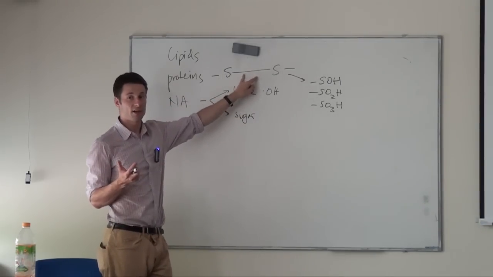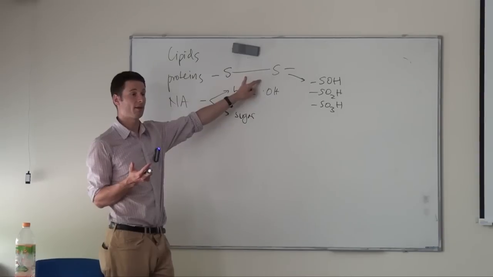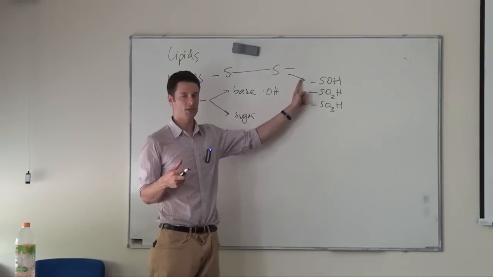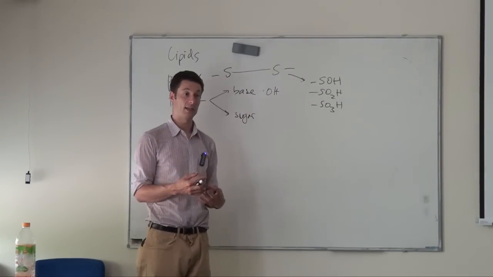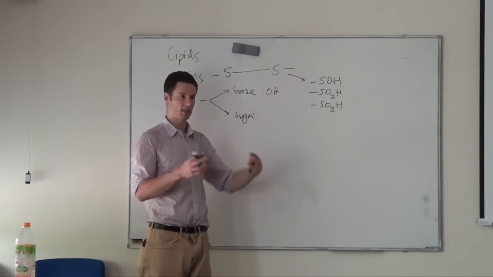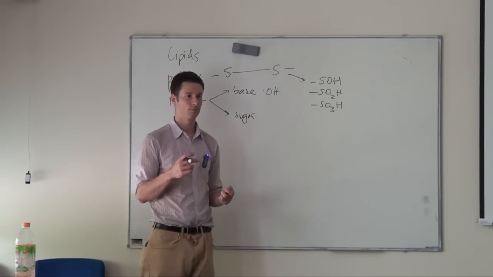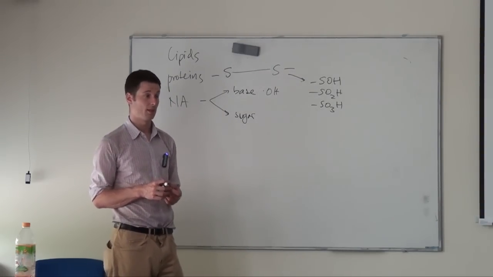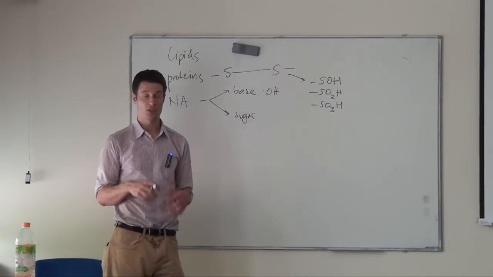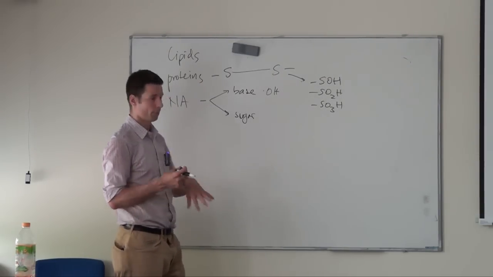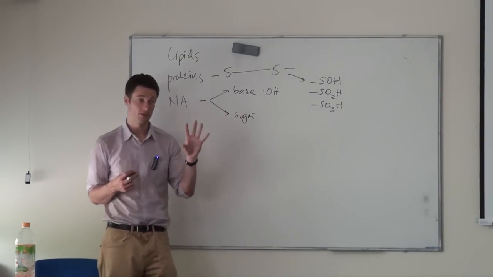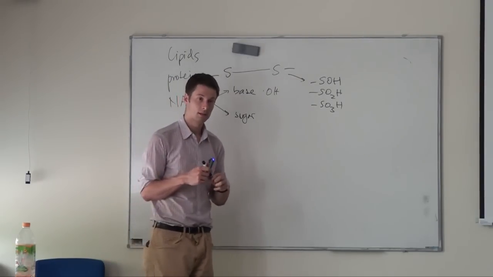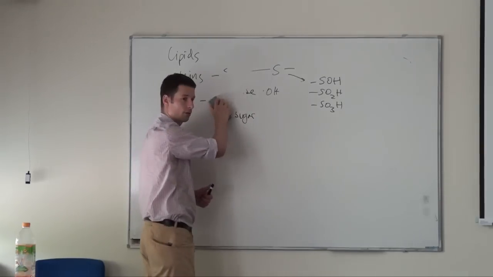While the formation of disulfides can be repaired, so these disulfides can be reduced back to SH groups, once the sulfur is oxidized like this, it basically can't be repaired, and therefore these proteins have to be destroyed and made again. Other parts of proteins, other amino acids, can also be damaged by reactive oxygen species in many different ways. But I'm not going to go into the specific details. The one I would like you to remember is that SH groups can be quite easily oxidized. Okay? Any questions?